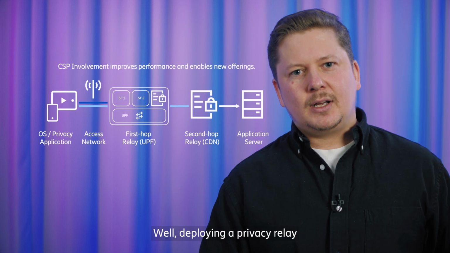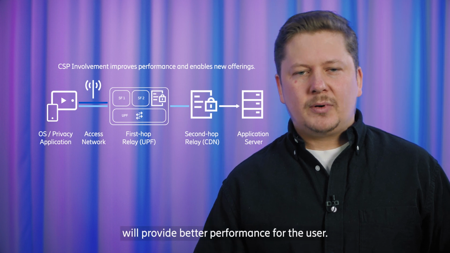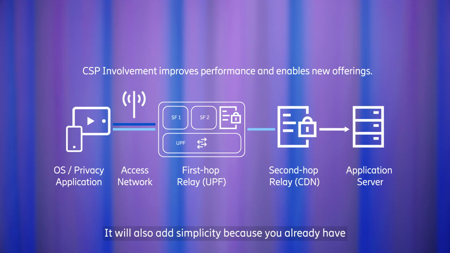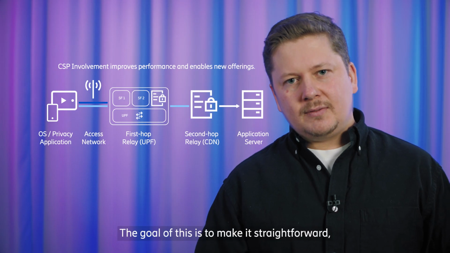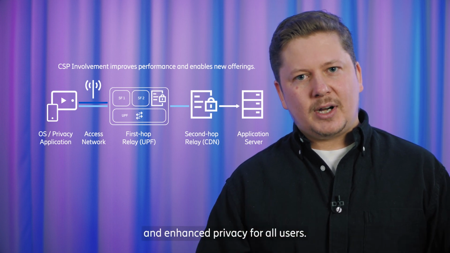So, what does this mean for an end user? Well, deploying a privacy relay inside the access network will provide better performance for the user. It will also add simplicity, because you already have trust relations with your device vendor and your access network provider. You do not need to establish new trust relations with previously unknown entities. The goal of this is to make it straightforward to provide enhanced security and enhanced privacy for all users.